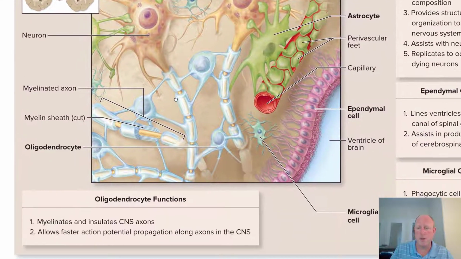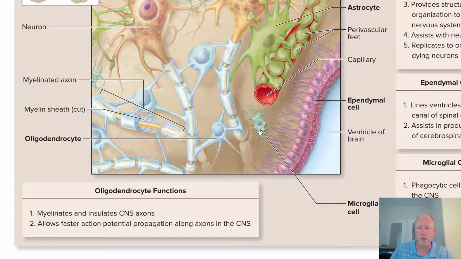Let's see, and then there we go. There's our microglial cell notification there for our microglial cell here. And of course, remember all oligodendrocytes here, the big guys, the ones that look like they have quite a few unusual shaped branches coming out here. They myelinate and insulate our CNS axons, and they allow faster action potential propagation along the axons within the CNS.